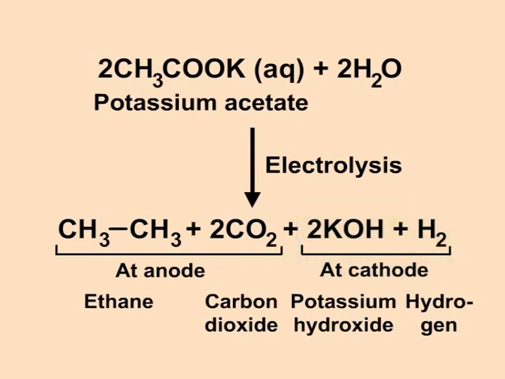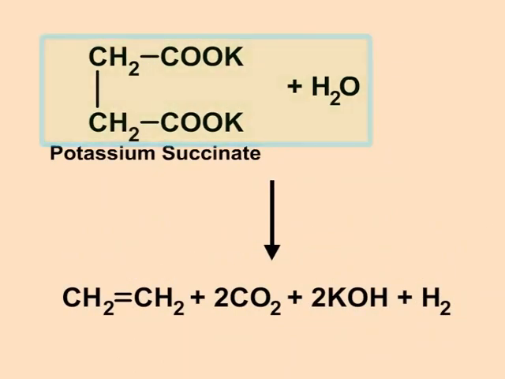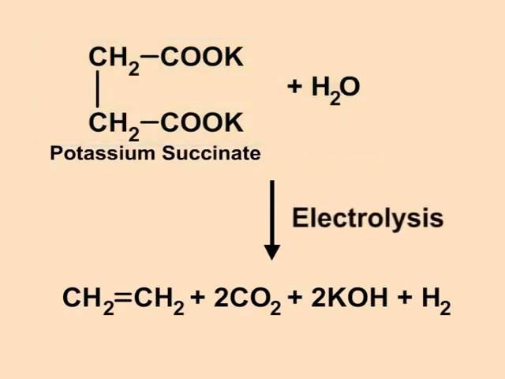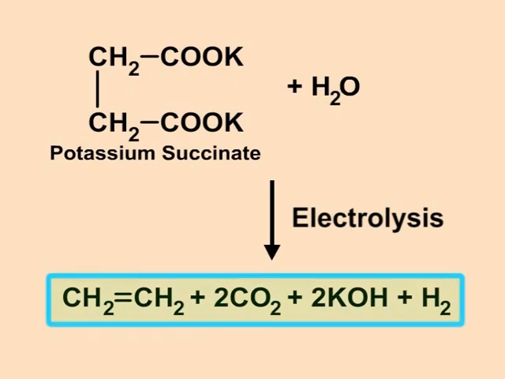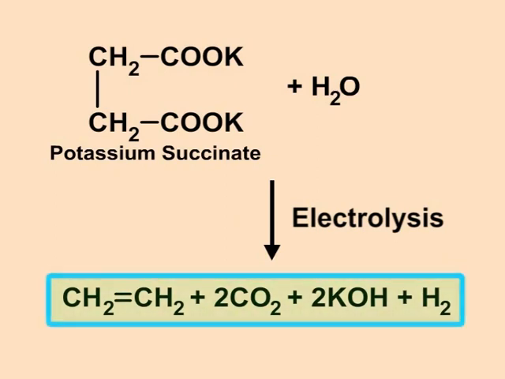Let us take another example. When an aqueous solution of potassium succinate is electrolyzed, ethene, carbon dioxide, potassium hydroxide and hydrogen are formed.